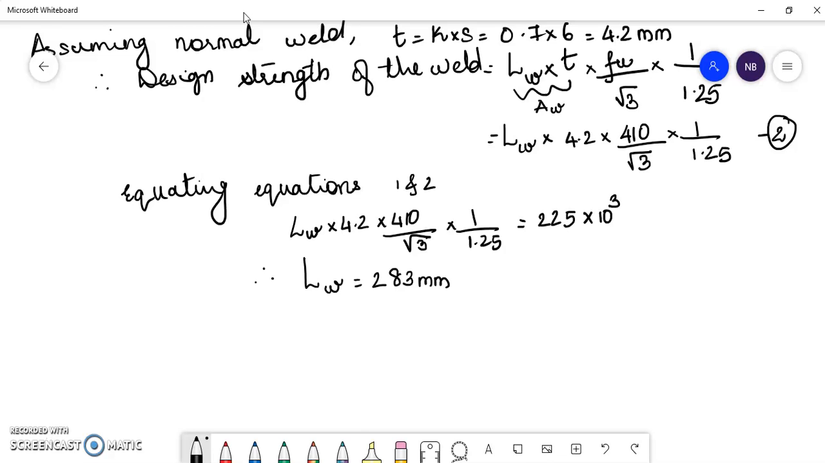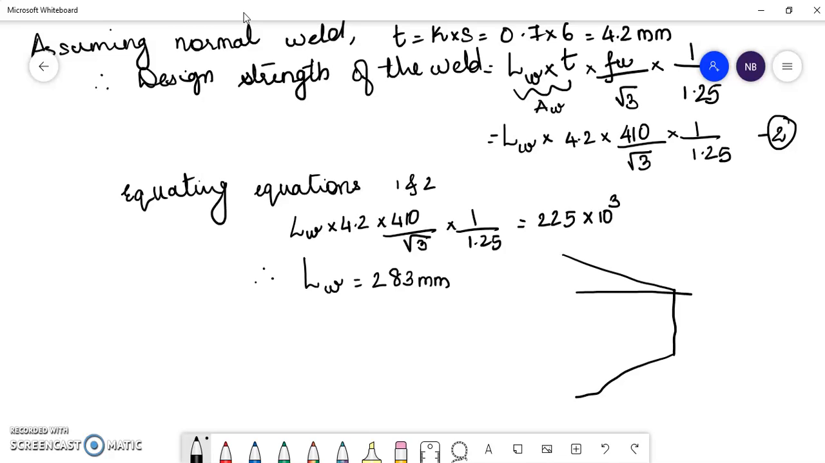Now, how do I provide this length? We have an angle section. They are not equal angle sections, as we see that the leg lengths are different, and they are connected by the longer leg. So for that we need to find out how much length is required at the top part of the angle and how much at the bottom.